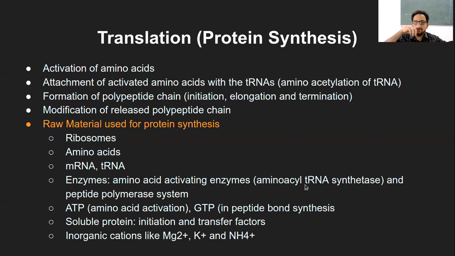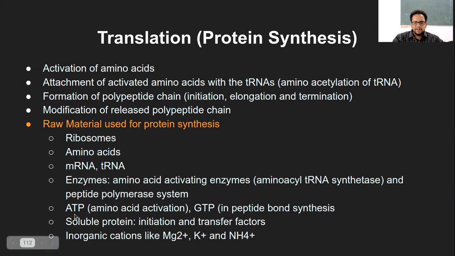Like even in the case of transcription and replication, we have seen activation of the ribonucleotide and deoxyribonucleotide, that is, addition of phosphate groups and so on, right? Something similar happens here at the first stage with the help of an enzyme. This enzyme, amino acyl tRNA synthetase, will activate the amino acid, and then there is a second enzyme, which is the peptide polymerase system. This is again a complex of enzymes which adds the amino acids one after another and forms the bond between them. So these are the two main enzymes.